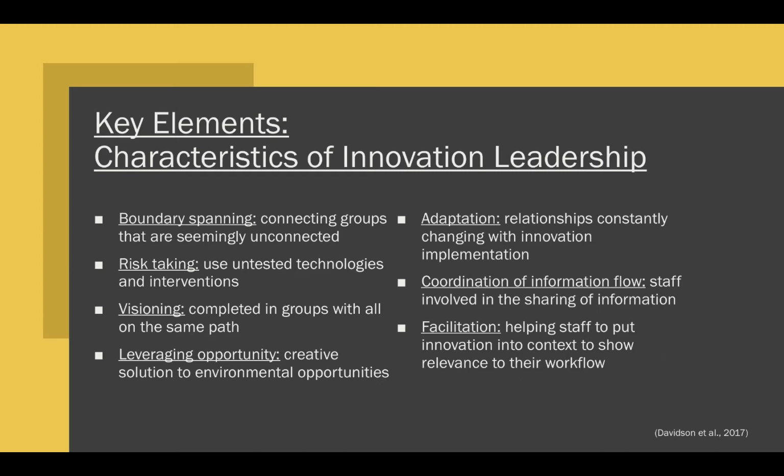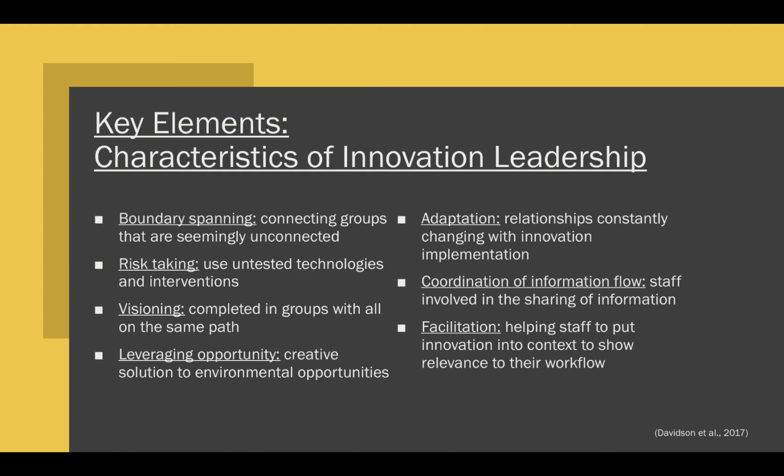Adaptation occurs in a multifaceted way. The relationships between staff and groups is constantly changing as innovation is implemented. This shift leads to a change in roles as new opportunities present themselves. A benefit associated with adaptation is that the network is strengthened, causing changes to the adoption of innovation and overall success.